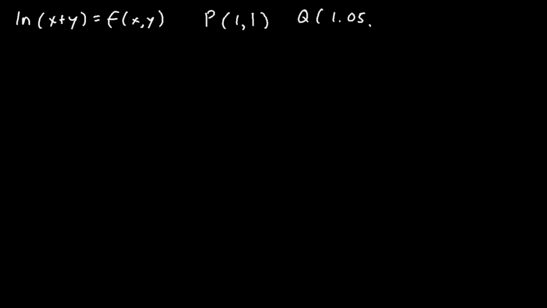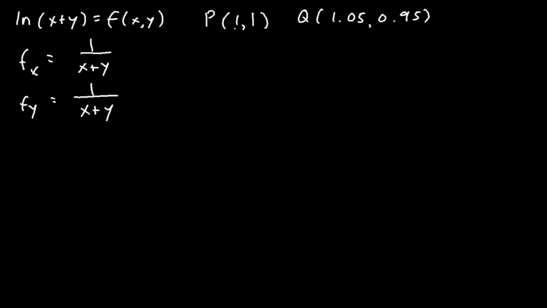The last problem, we'll be using the function ln of x plus y is equal to f of x comma y. We're going to approximate the function at a point. We're going to get the tangent plane at 1, 1, and we're going to approximate at 1.05 and 0.95. And then once we get this, we have to find the gradient. So we have to find the x partials and the y partials. So the x partial of this is just 1 over x plus y, and the y partial is still the same, 1 over x plus y.